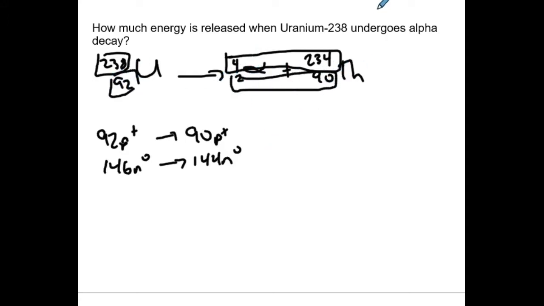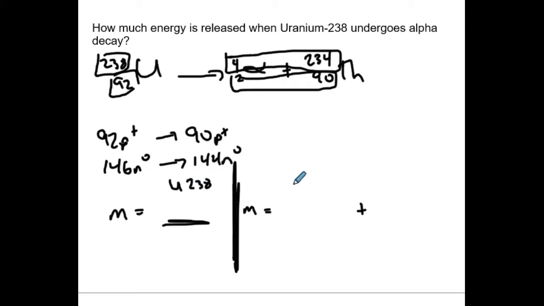Now the question here is, how much energy is released? And this is where we're going to need to go back to the charts that I gave earlier, because we're going to need to figure out how much mass uranium has. We're going to have to figure out how much mass an alpha particle has, and how much mass thorium has, and we're going to add them together. Here's what we're going to do. We're going to find the mass of just uranium-238. Then we're going to find the mass of the alpha particle. We're going to find the mass of thorium-234.